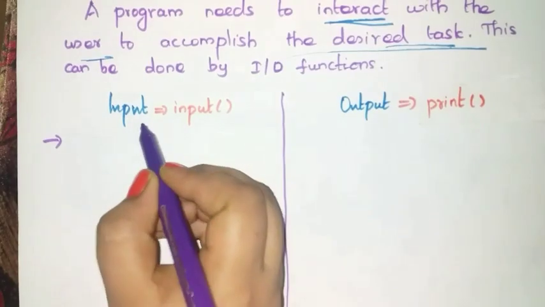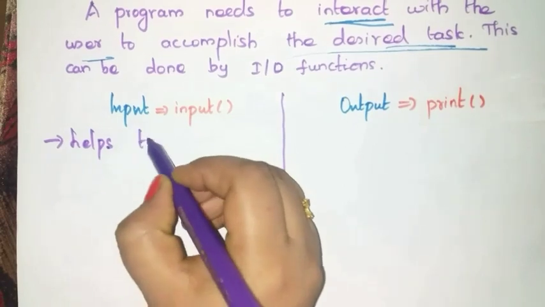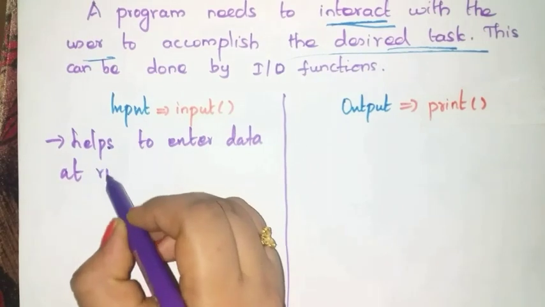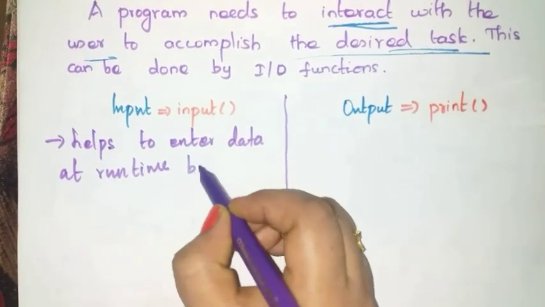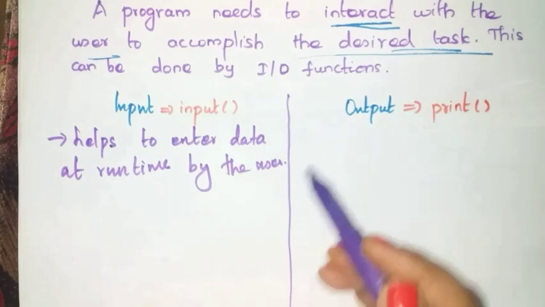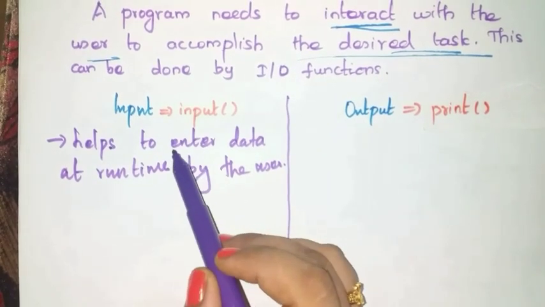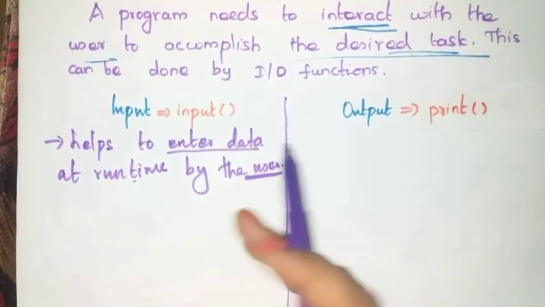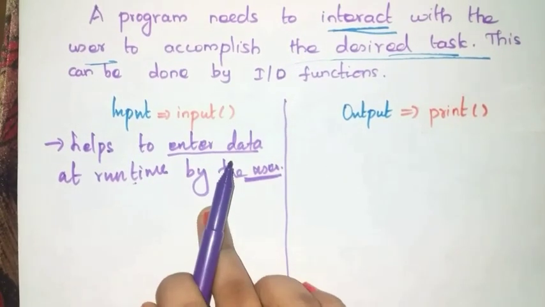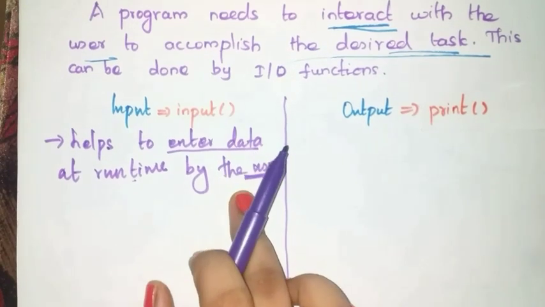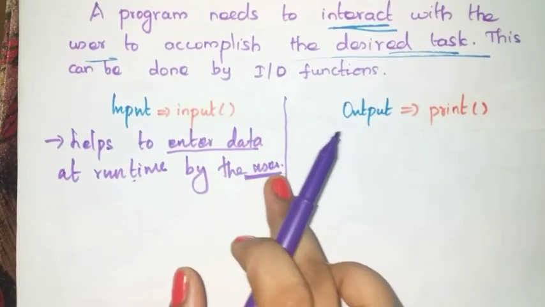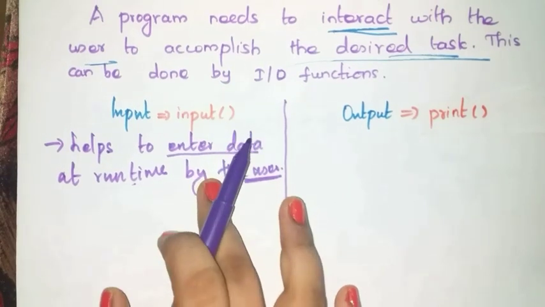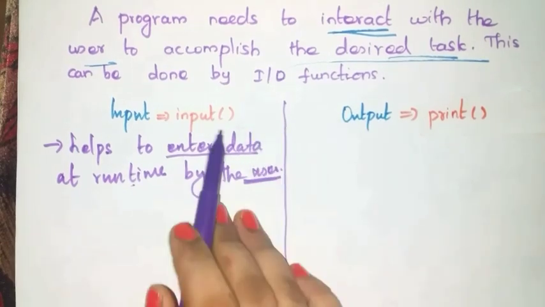This input function helps to enter data at runtime by the user. What is the use of the input function? It helps to enter data at runtime by the user, which means after typing the program, you have to run your program to get the output or result. At that time, you will be asked to enter an input value in some places. So you have to enter the data.